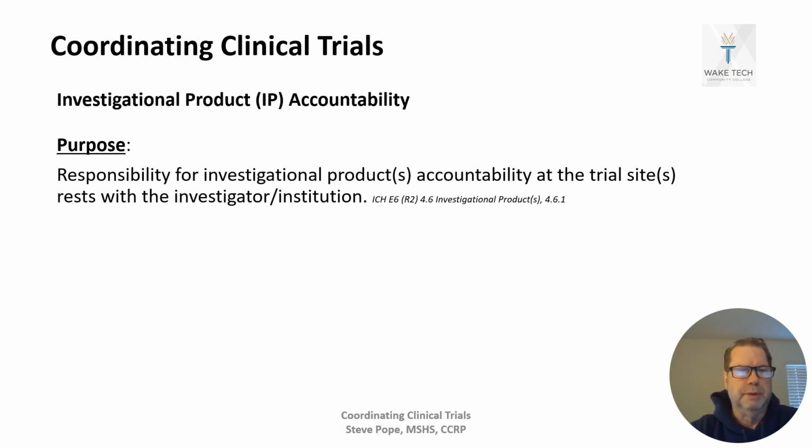In this lesson, we're going to be discussing investigational product accountability, or IP accountability. So if we look at our purpose, this comes from ICH E6R2, section 4.6.1: responsibility for investigational product accountability at the trial site rests with the investigator. So the investigator is going to be responsible for everything that happens related to IP accountability at your site. And you're going to have a role in this as well as the coordinator.